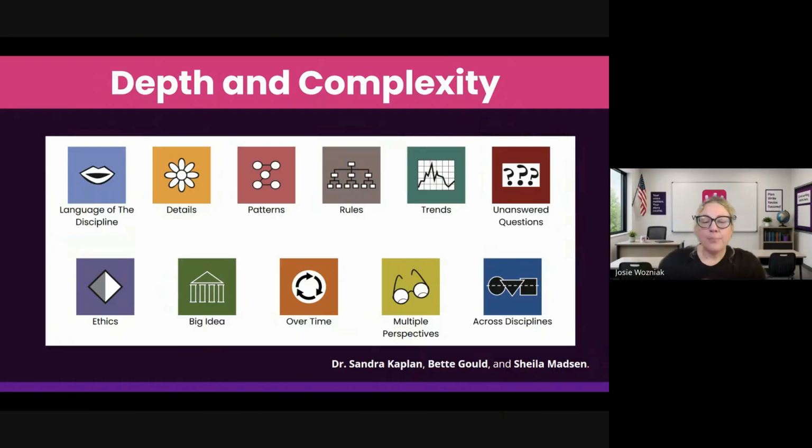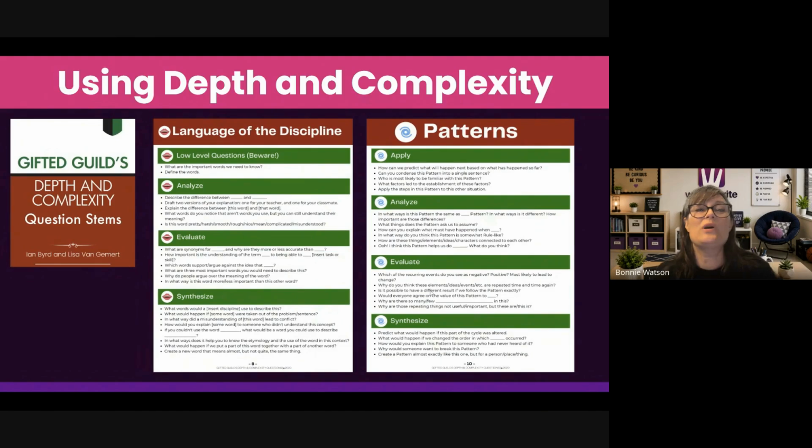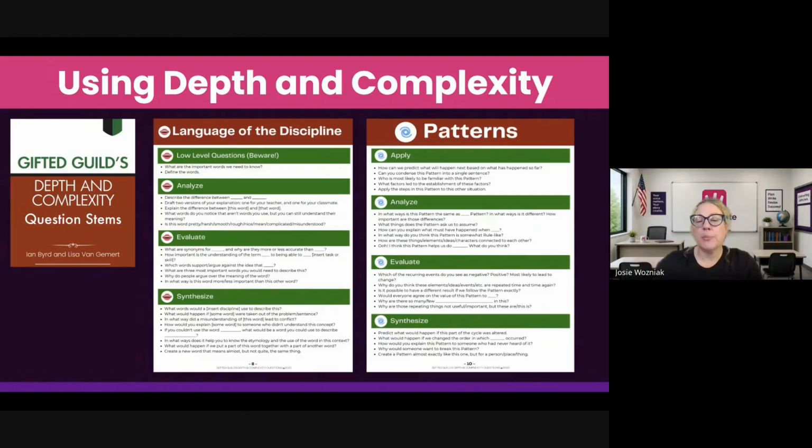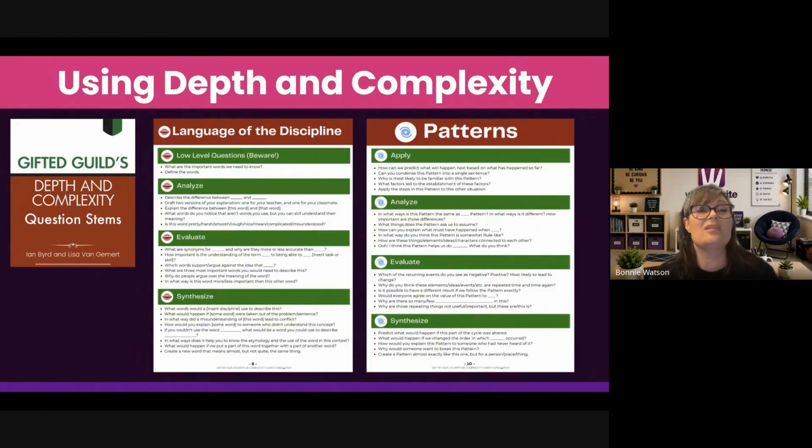Perspective, patterns, ethics, details, change over time, all of those lenses deepen students' responses. We also highly recommend using the Gifted Guild's depth and complexity question stems when creating your prompts. These stems come from Ian Bird and Lisa Van Gemert, who generously allowed us to use these images in our webinar. They're incredibly helpful because they provide ready-made thinking questions connected to each lens. And honestly, they pair perfectly with AI tools.